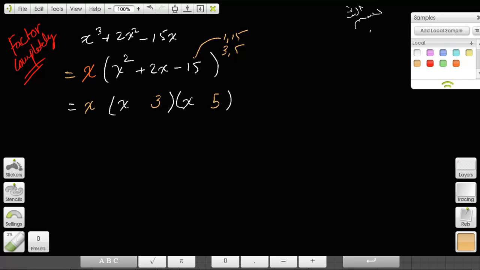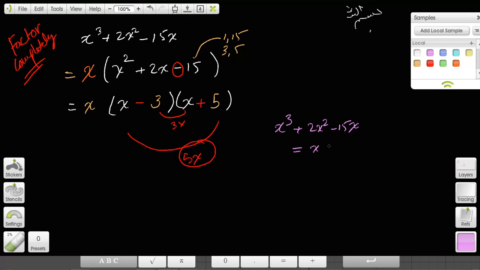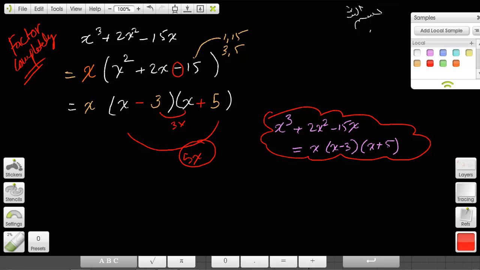And the signs are different. The bigger product is positive. So this is 3x, and this is 5x. I have to make the bigger product, which is this one over here, positive, so I'm going to put that positive and put this negative. So this original expression, x cubed plus 2x squared minus 15x, factors into x times the quantity x minus 3 times the quantity x plus 5. So the point here was, in this example, look for something that you can factor out at the outset.